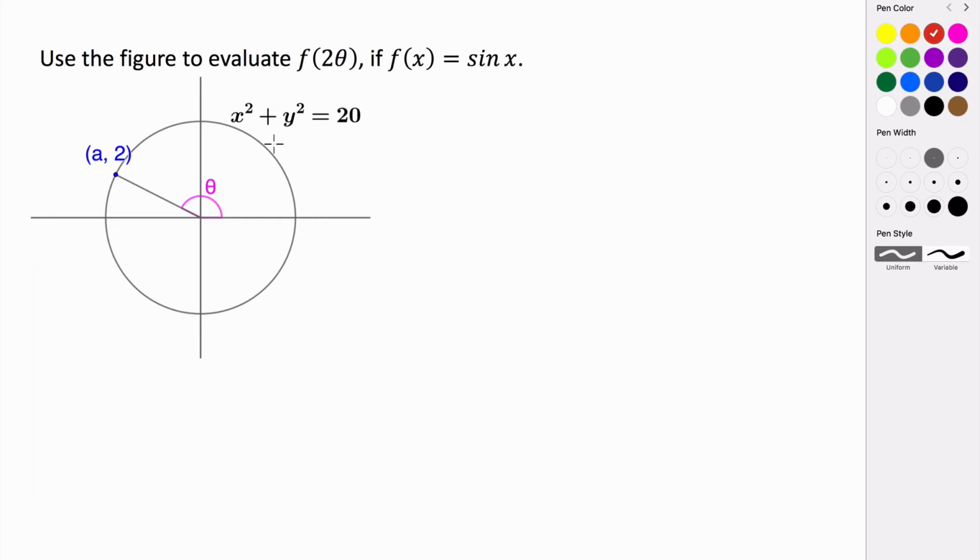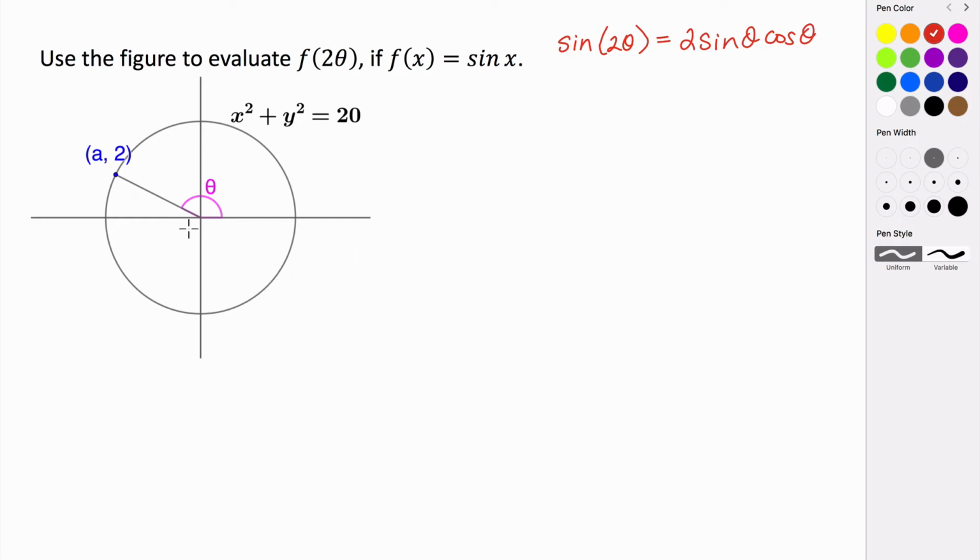In this problem, we need to use this circle to try and evaluate f of 2 theta if f of x is equal to the sine of x. So really what we're trying to do, if we substitute in 2 theta here, we're just trying to evaluate the sine of 2 theta. If you recall, the formula for the sine of 2 theta is 2 times the sine of theta times the cosine of theta. So we need to, from this, somehow figure out the value of the sine and the value of the cosine.